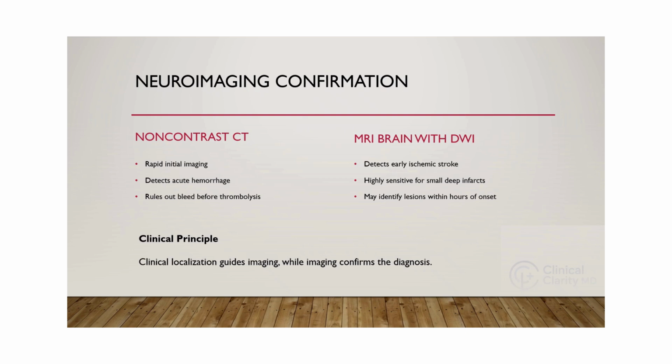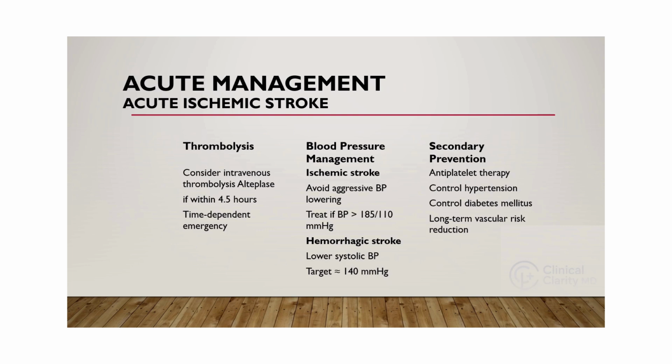Once the diagnosis of acute ischemic stroke is established, management becomes extremely time sensitive. The first major consideration is thrombolysis. If the patient presents within the appropriate therapeutic window, generally within 4.5 hours from symptom onset, IV alteplase may be considered in eligible patients and in those where there are no contraindications to use of IV thrombolysis. This is why stroke is often described as a neurological emergency where time is brain.